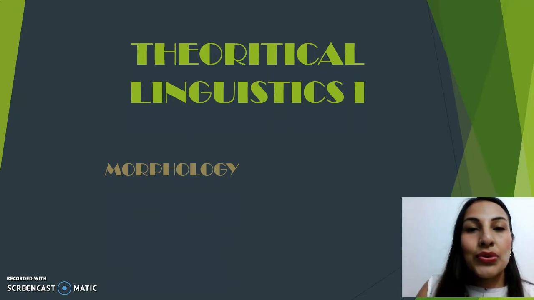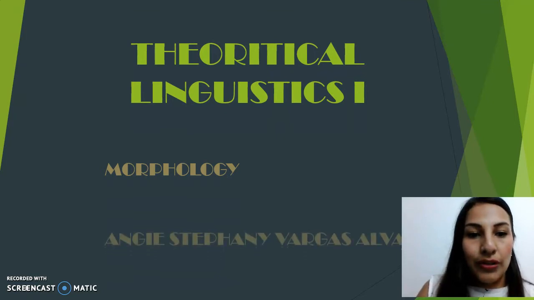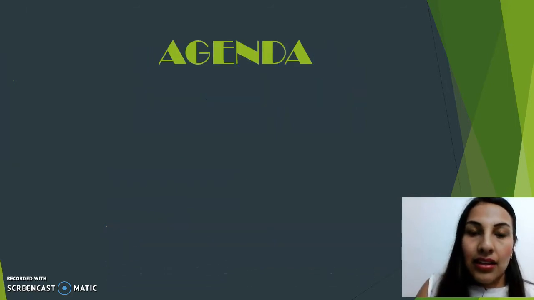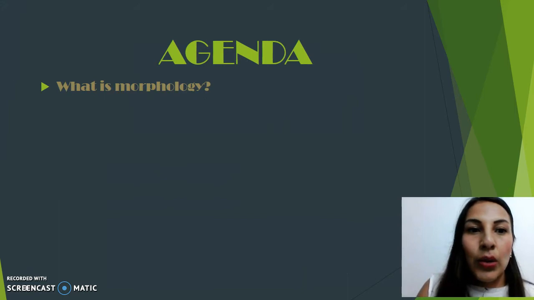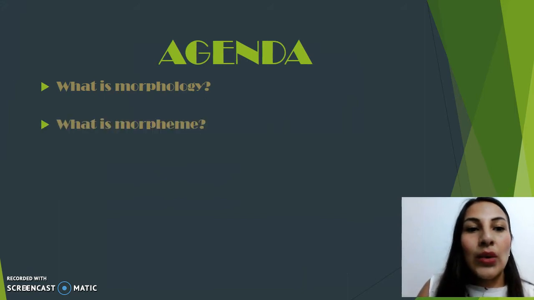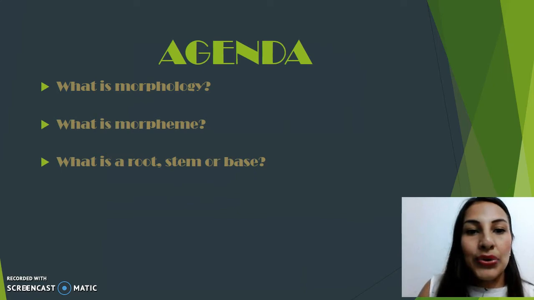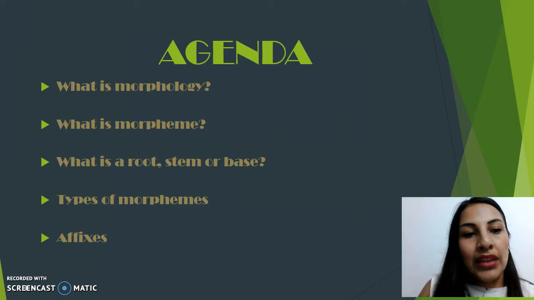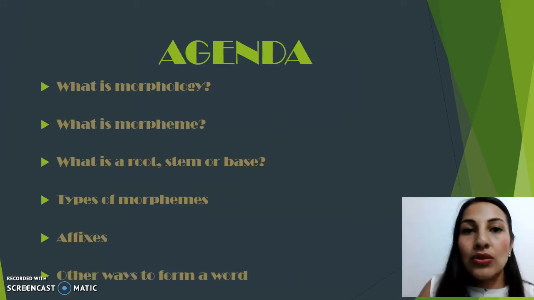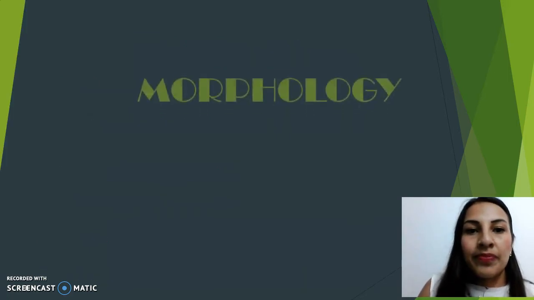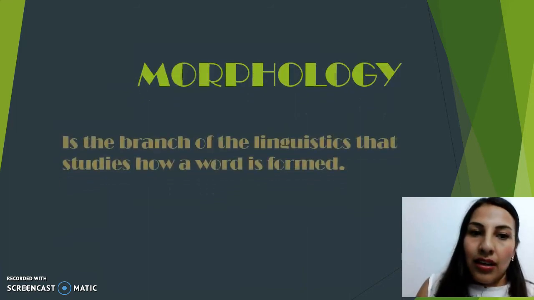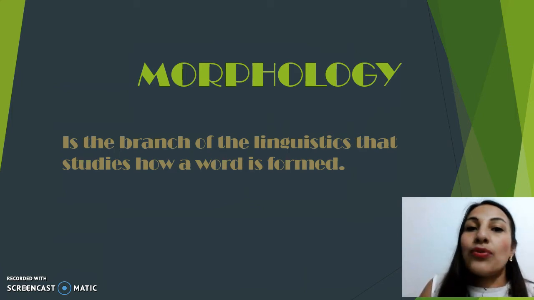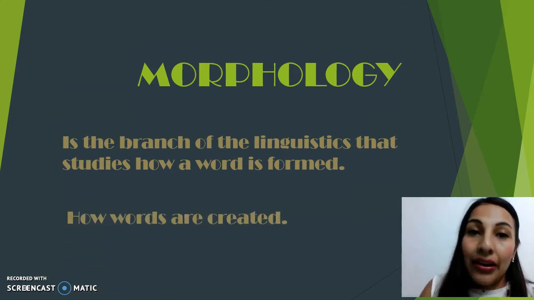Today I'm going to talk about morphology. Let's start. This is the agenda. Today we're going to see what is morphology, what is a morpheme, what is a root, a stem or base, types of morphemes, affixes, and other ways to form a word. What is morphology? Morphology is the branch of linguistics that studies how words are formed, how words are created.